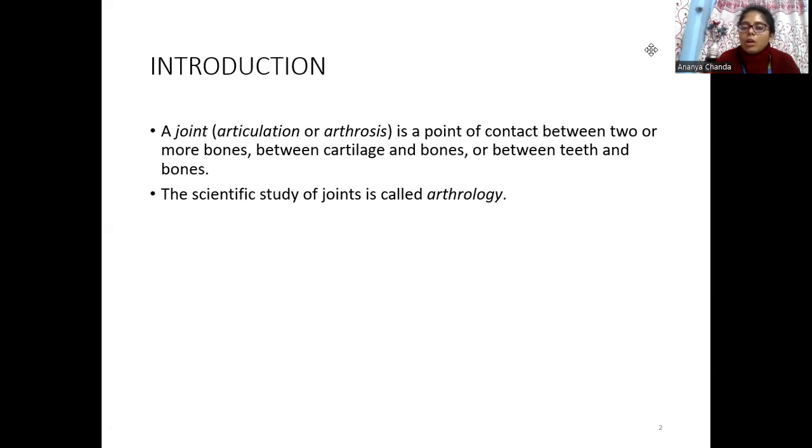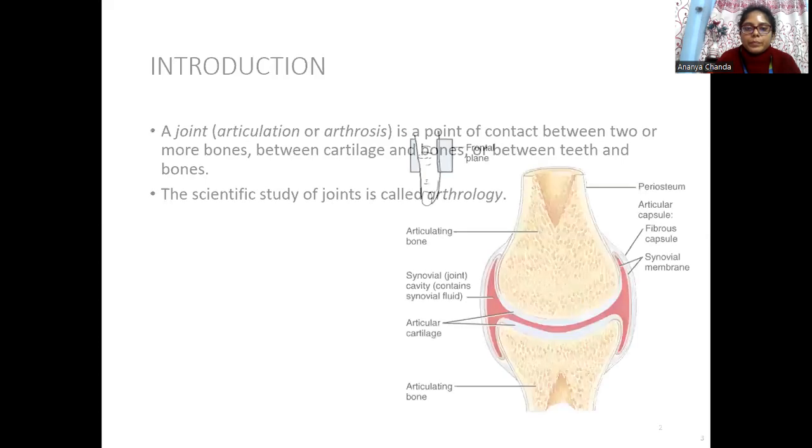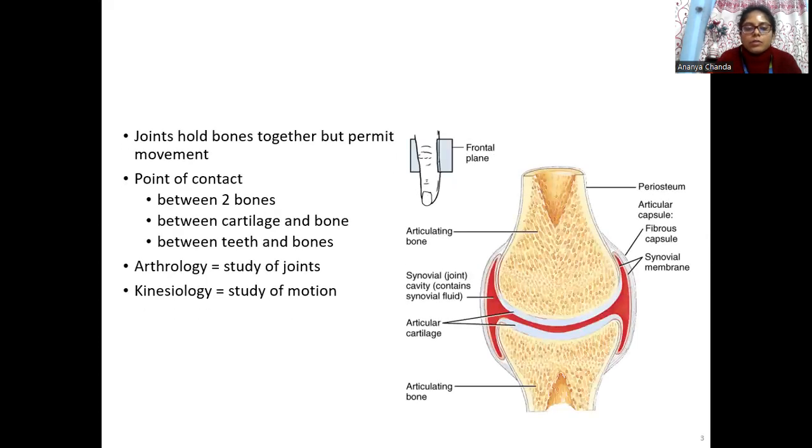and bones or between the teeth and the bones. So the biological study or the scientific study of joints is also known as what? Arthrology. So joint holds bone together but also provides what? Movement. So the point of contact between two bones, between cartilage and bones and teeth and bones.